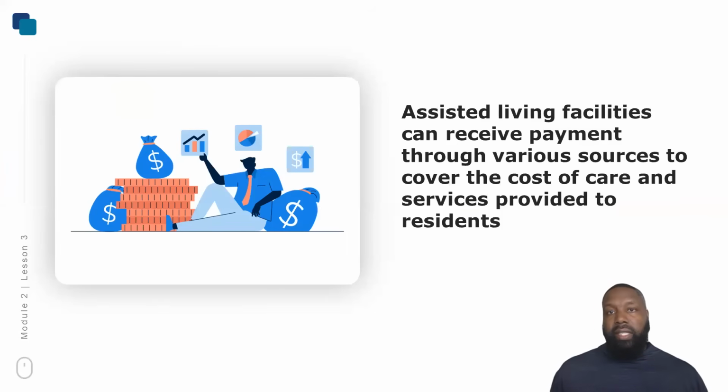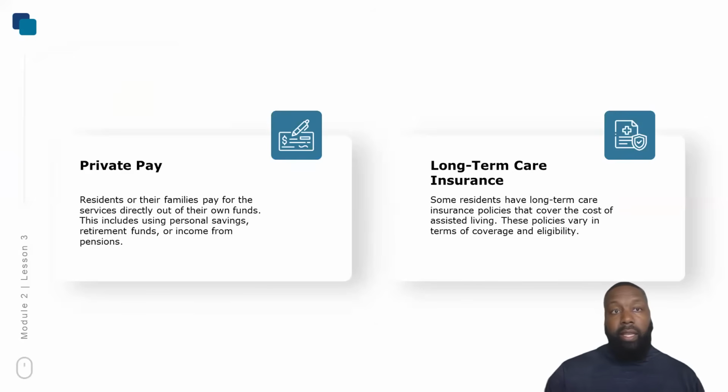So assisted living facilities can receive payments through various sources to cover the cost and care of the services provided, which we talked about before in this presentation. We'll do a deeper dive. One is private pay. So that's when the client pays you directly from their bank account, or their family will come together and they'll put money in an account and they'll pay you. That's just private pay. That's like you have any tenant.